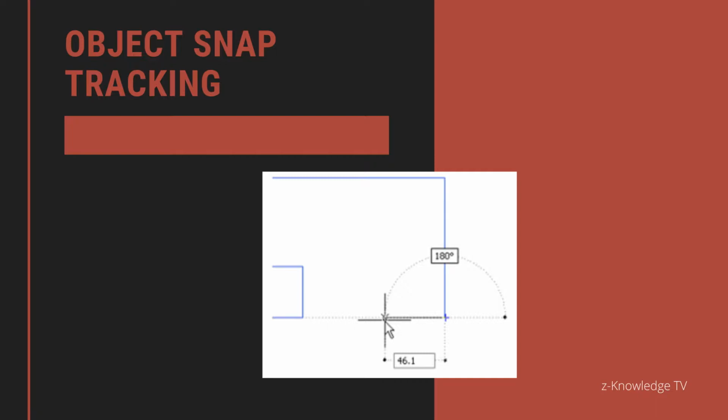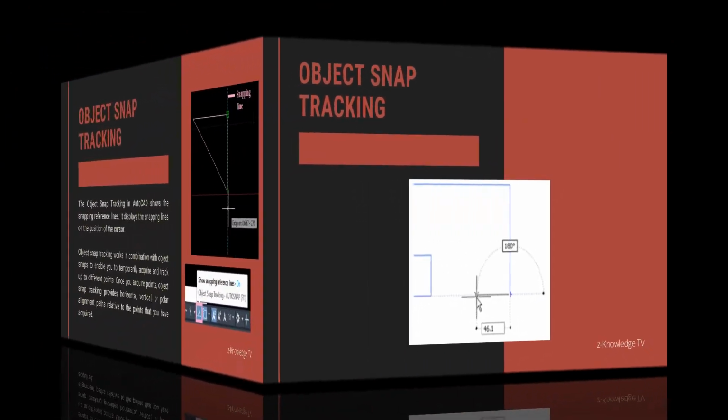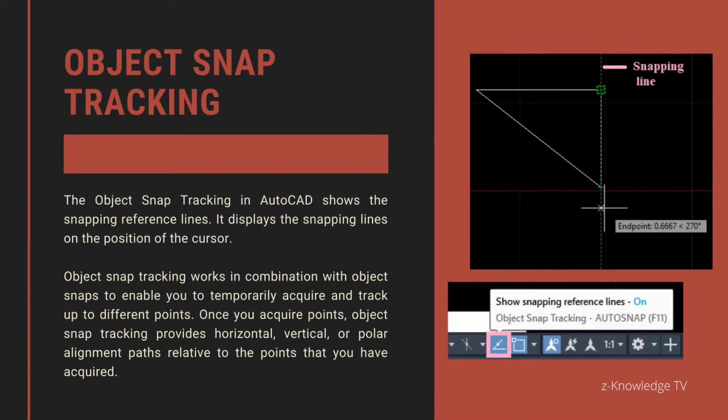So, ano ba itong object snap tracking? So, atin munang alamin ang function nito sa ating drawing. The object snap tracking in AutoCAD shows the snapping reference lines. It displays the snapping lines on the position of the cursor. Bale, this object snap tracking is used when we want to align the lines or the parts of any object.